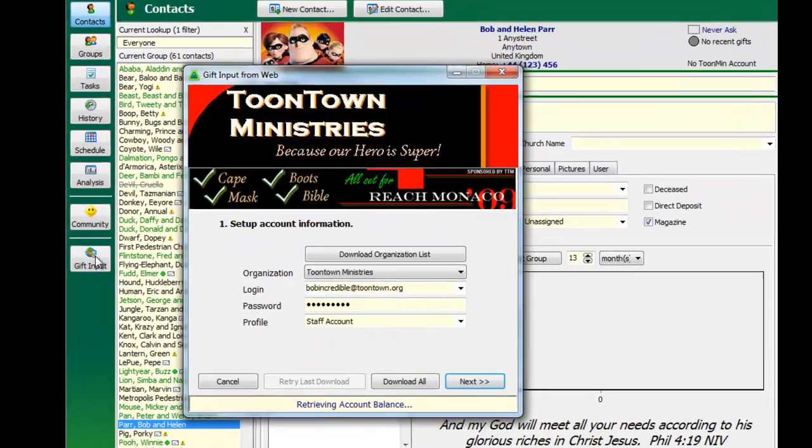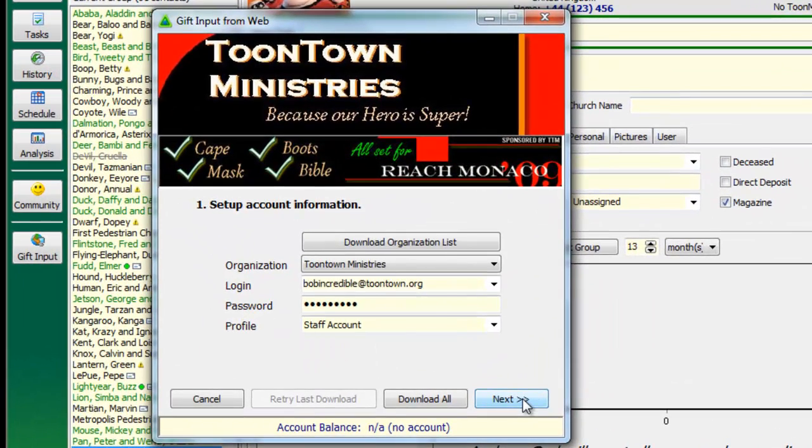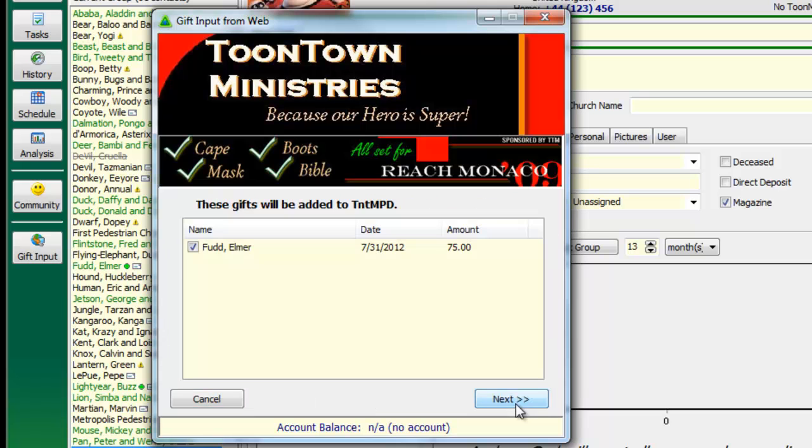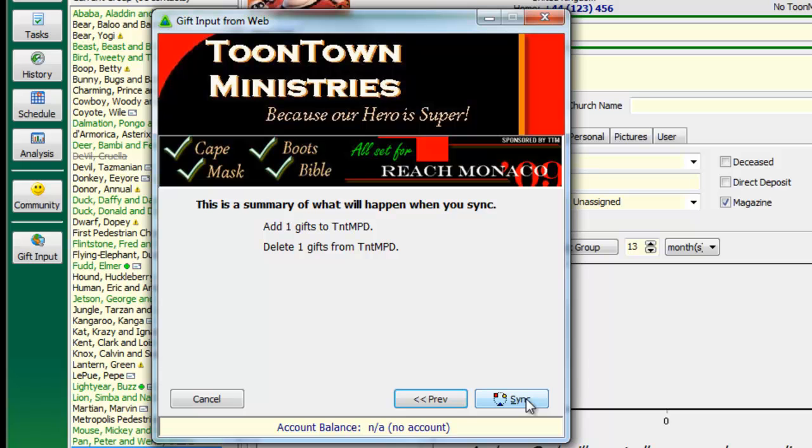When staff members press the gift input button to download gifts, if a correction has been made within the gift window, which in this case is July 17th through August 14th, about a 3-week period, any corrections that will be made will be adjusted like this. So this gift will be removed from TNT. So it added a $75 gift and removed a €57 gift because we made the correction because the numbers were reversed. So it's adding one gift and deleting one gift.